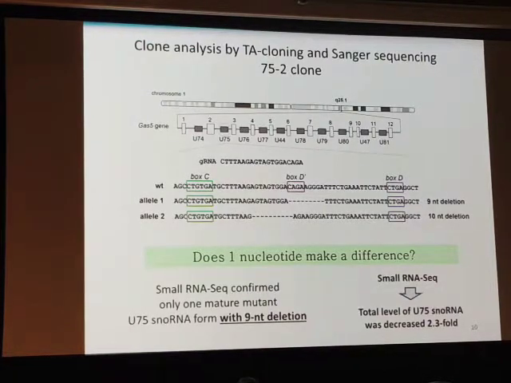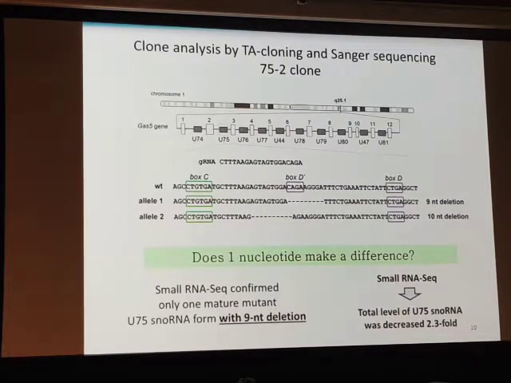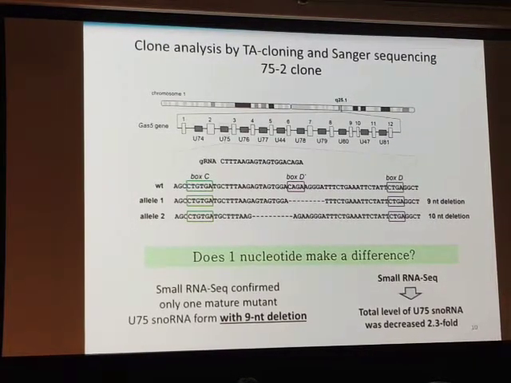We suggest that this might be due to the fact that the deletion of an additional nucleotide, making it 10 nucleotides, makes the guide sequence too short for this RNA to be properly matured and processed into a mature form and properly functioning.